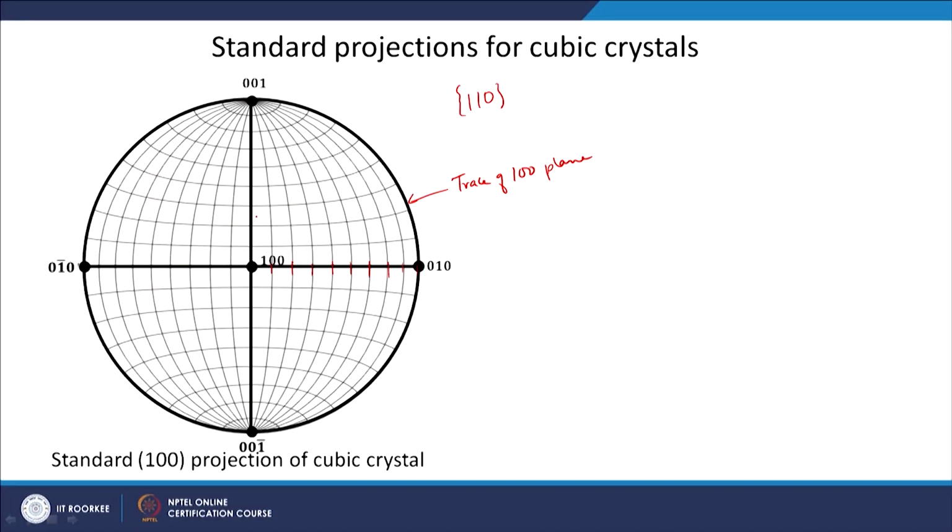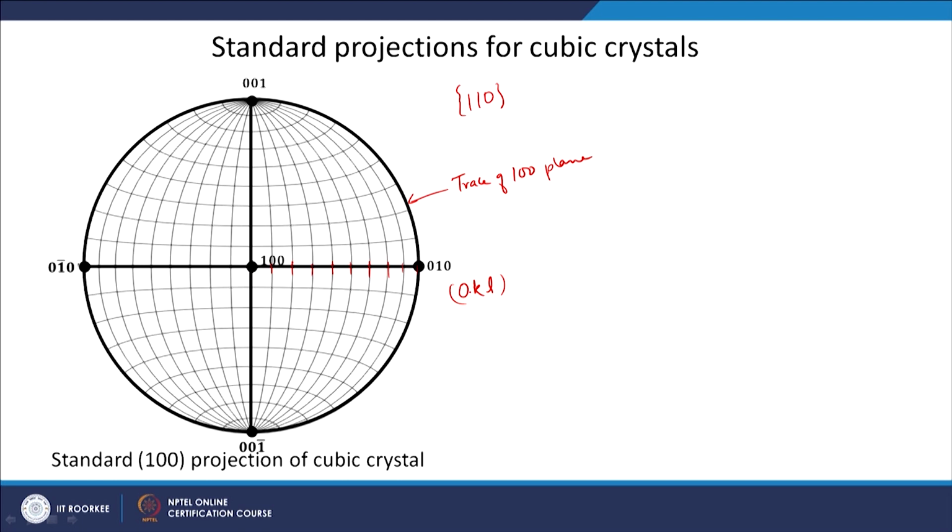You can see it here, 100. If I take the dot product between 100 and 001, which you can easily do, 1 into 0 is 0, 0 into 0 is 0, 0 into 1 is 0. So, cos theta is 0 or the dot product is 0, that means it has a 90 degree relationship. You can see it here also. And in general, I can tell you if it is a 100 pole at the center, and this is the trace of 100, any plane having an indexing like 0 k l.